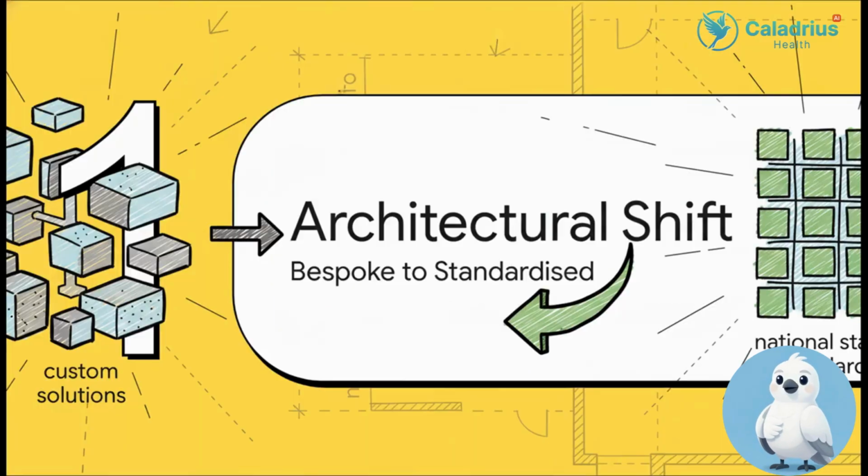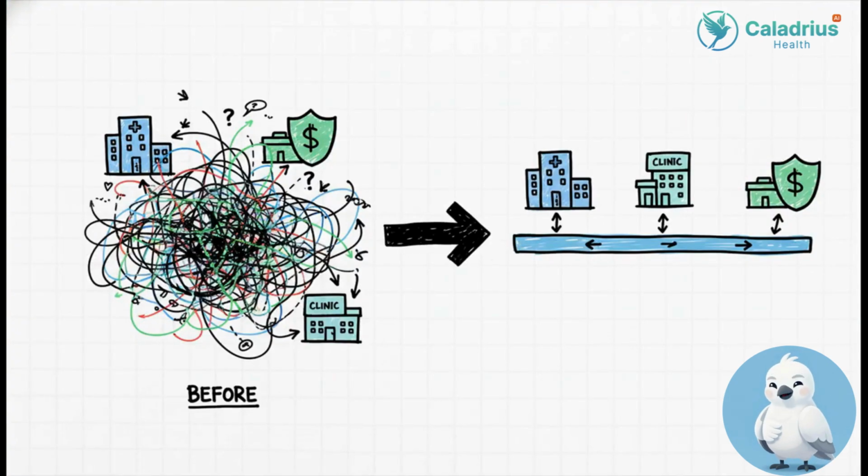Let's begin. First, let's understand why this is so different. It represents a move away from custom bespoke solutions. We are all moving towards a single national standard. Before NHCX, everyone built their own custom integrations. This created a very complex and fragile system. Now, NHCX replaces all of that with one protocol for everyone.